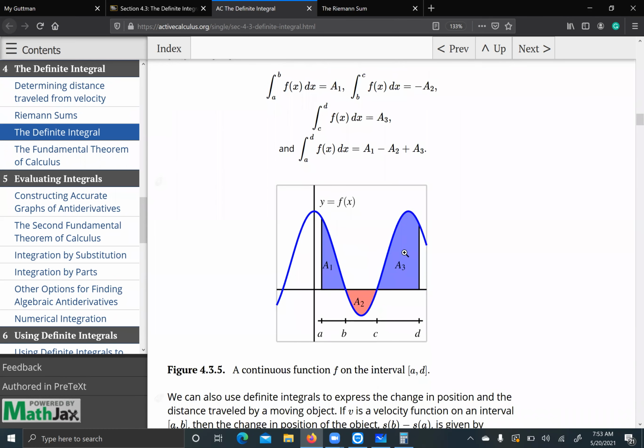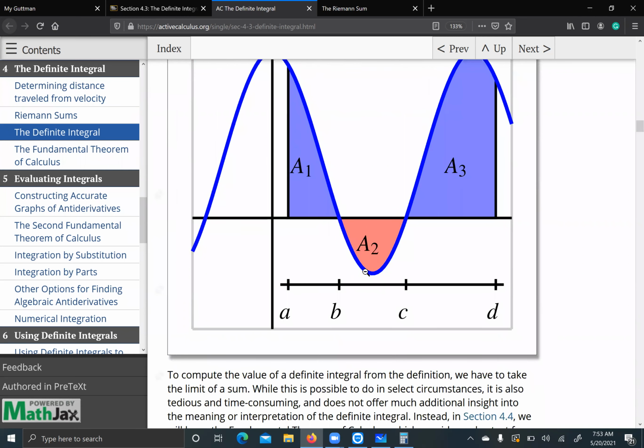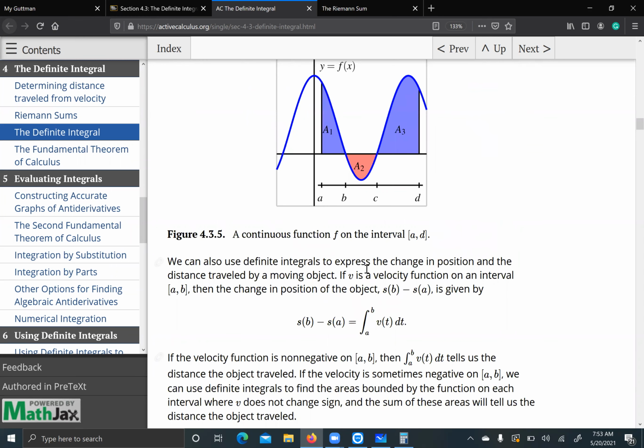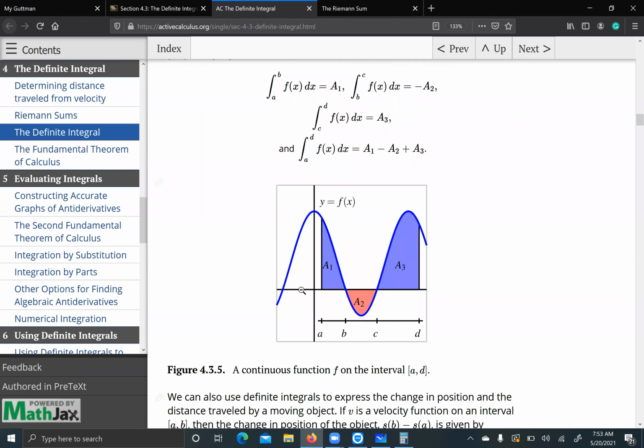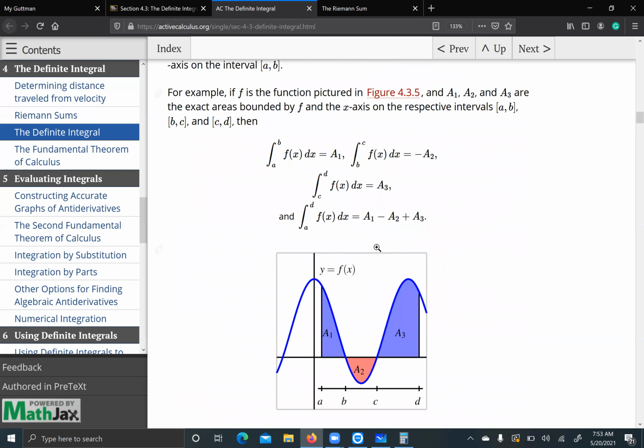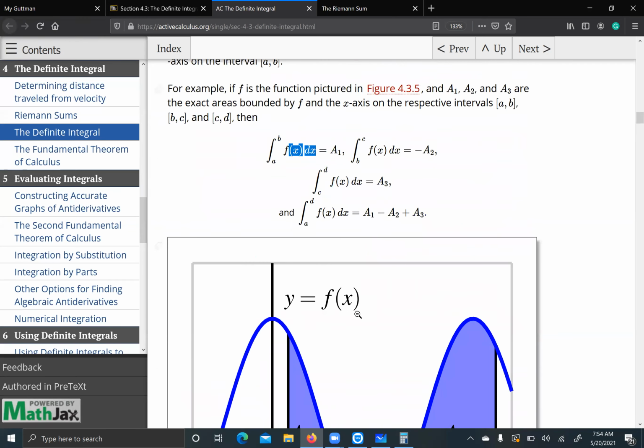So in a case like this picture, right? Look at this picture. I'm going to denote this using integral notation. This is the area under the curve. We said that area under a curve can be represented by an integral. So let's practice that. A1 is going to be the integral of f of x dx from a to b.